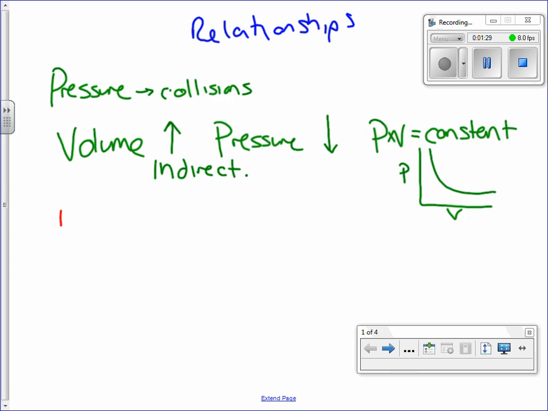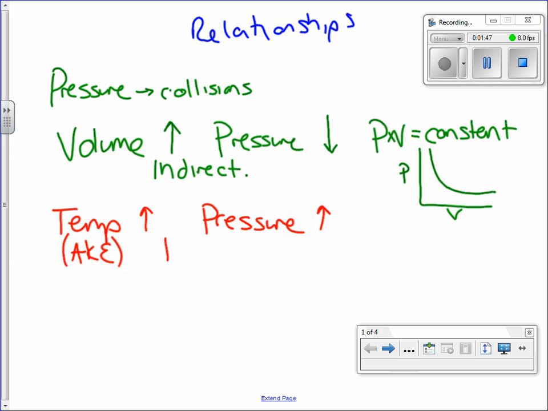Now we've got temperature. As temperature increases, the particles are moving faster. Temperature is the same thing as average kinetic energy, by the way. As the particles move faster, they are going to collide with the walls more and more, so your pressure is also going to increase. This is a direct relationship. We have a pressure and temperature relationship that looks like that. Pressure increases, temperature increases.